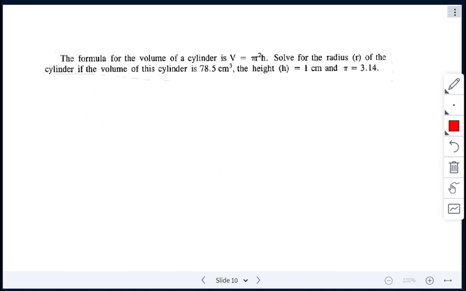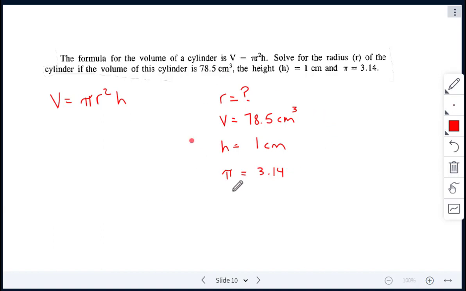Next example, the formula for the volume of a cylinder is V equals pi r squared h. Solve for the radius, that's the r, of the cylinder, and you're given the volume. The volume is 78.5 centimeters cubed. The height is 1 centimeter, and for pi, we're just going to use 3.14. All right, so you are solving for r, the radius. All right, so for this next example, sometimes for these types of problems, it's a good idea to list out all the information from the question. So we have our volume, we have our height, we know what pi is, and we are solving for a radius. So let's substitute everything in.